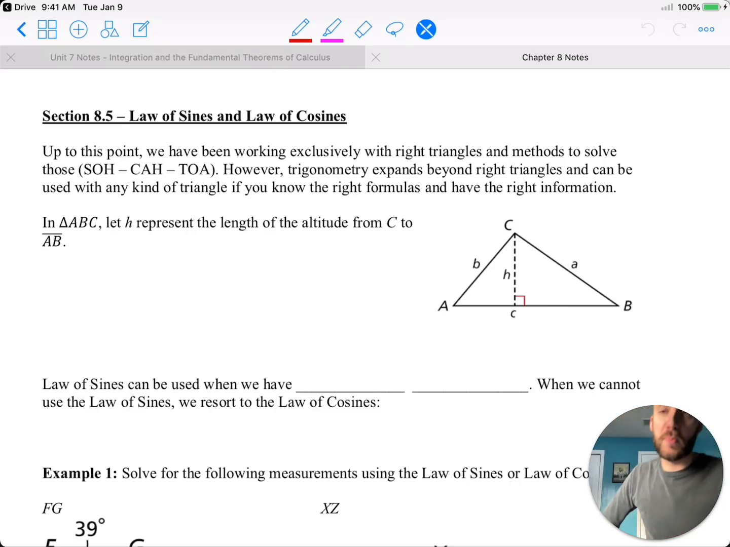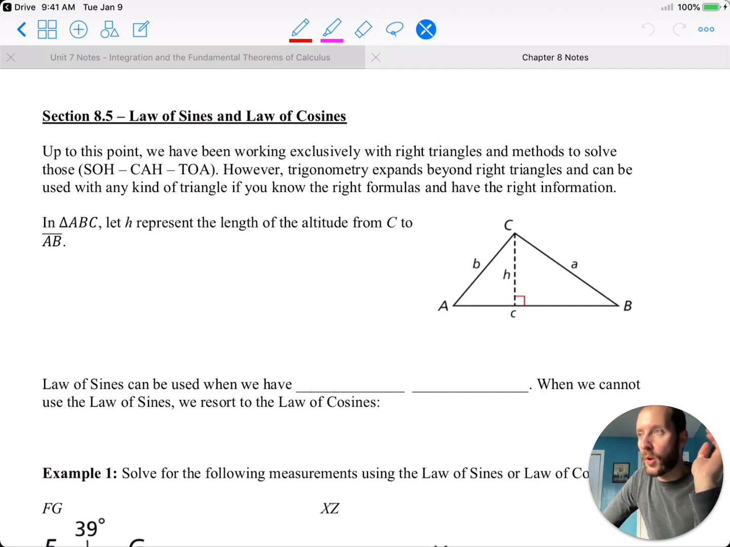Hey, section 8.5, the law of sines and the law of cosines. So up until now, we have exclusively been working with right triangles and sine, cosine, tangent. Those deal with right triangle trigonometry. Sine and cosine can also be used with non-right triangles, but the formulas are a little more involved. So this section is going to look at how and when you use those.